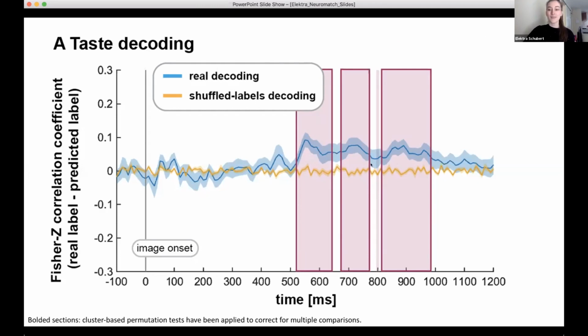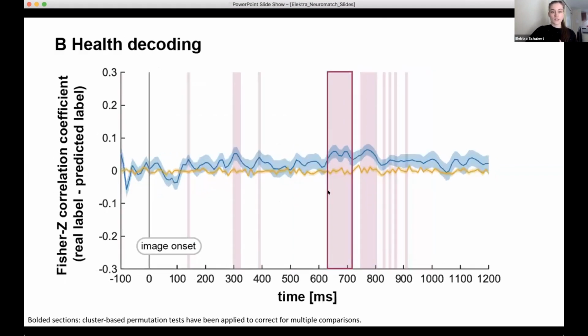purple, pink here. So we can see that for the taste decoding results, it was possible to decode taste based on the brain activity from a little bit after 500 milliseconds. And this seems to last as a fairly sustained representation up until almost 1000 milliseconds. So then we can compare that to the results for health, which showed a weaker and later decoding onset. So decoding was possible from a little bit after 600 milliseconds instead, and it doesn't seem to be anywhere near as strong or sustained as the results for taste were in the previous slide.